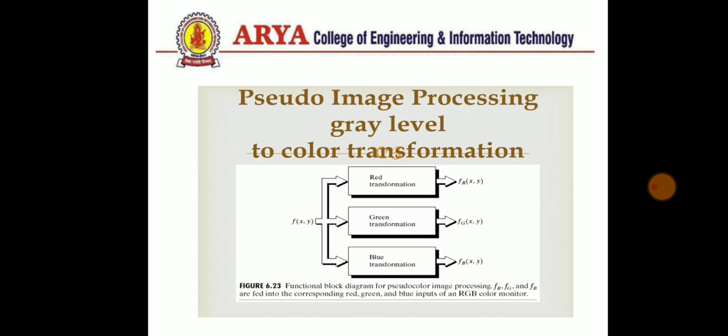In this figure, we can easily see that there is an input which is denoted by f of x comma y. This is just an input image, and x and y are the coordinate values of the image. So this block diagram is for pseudo coloring image processing. Now this input image f of x comma y will go through 3 transformations: the red transformation, green transformation, and blue transformation. The red transformation will convert the input image to the red pixels of the image.